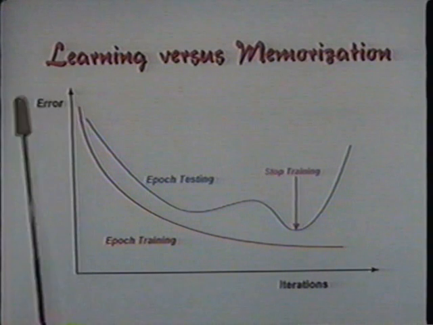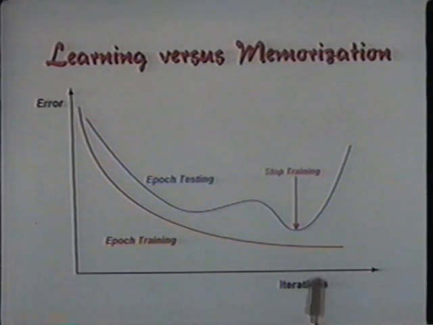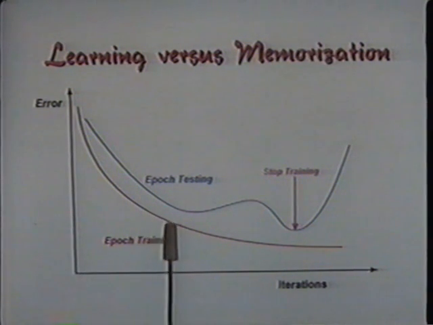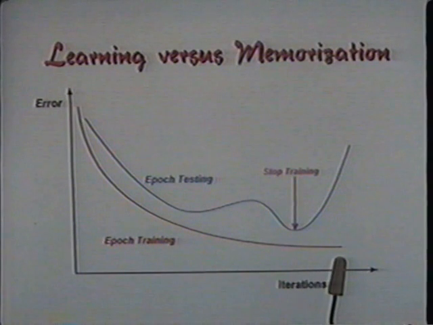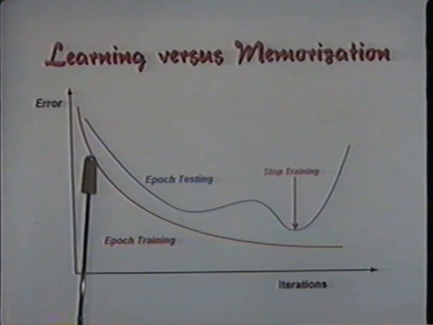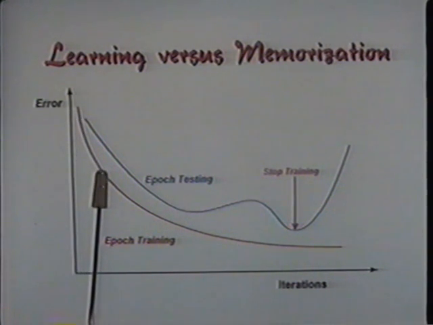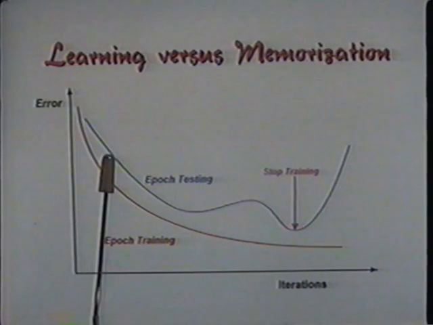If the y-axis represents the error of the neural network, and the x-axis represents the iteration, this red curve here represents the training error, and this blue curve represents the testing error. Remember, we are testing on only 10% of the data. So for example, after a few iterations, you're going to see that the training error is going down. The testing error also is going down.